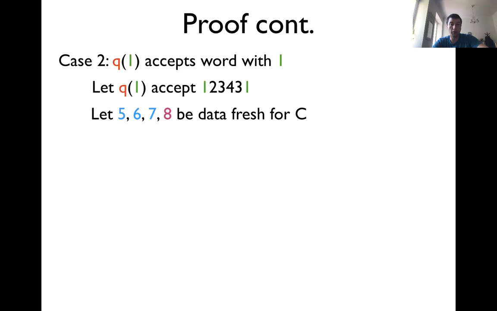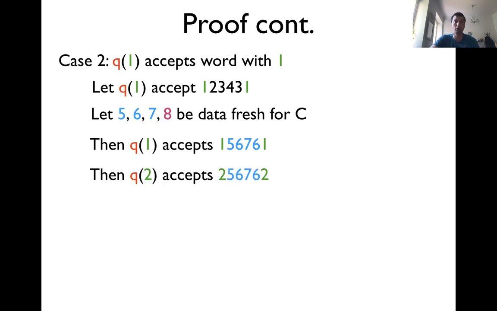So if Q1 accepts this word, it accepts also these words when we change 2 into 5, 3 into 6, and 4 into 7, because from the perspective of Q1, 2 and 5 do not differ, and 3 and 6 also do not differ. Okay, so Q1 accepts this. So now, before, we said, okay, this word is also accepted from Q2, but here we cannot say it because Q2 accepts a similar word, but with 1 changing to 2. So what to do now?